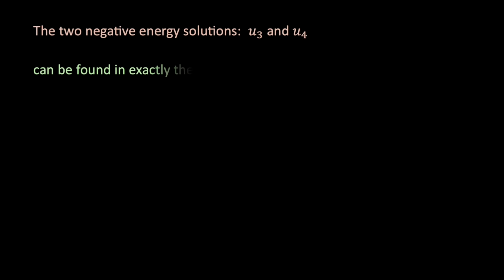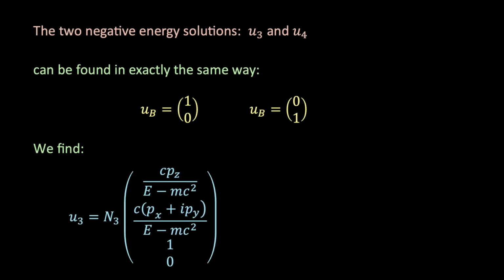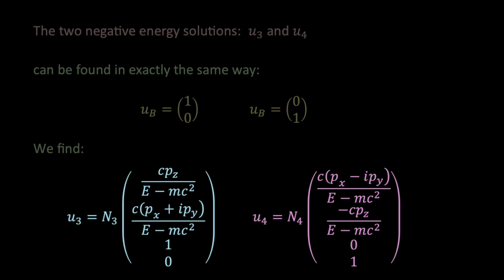On the other hand, the two negative energy solutions, U3 and U4, can be found in exactly the same way, except this time we reverse the logic. We start by choosing simple values for the lower component UB, and then compute the corresponding upper component UA. Specifically, if we take UB equals (1, 0) and UB equals (0, 1), and then work through the same steps as before, we find the negative energy solutions U3 and U4.